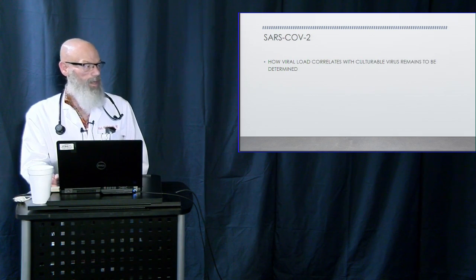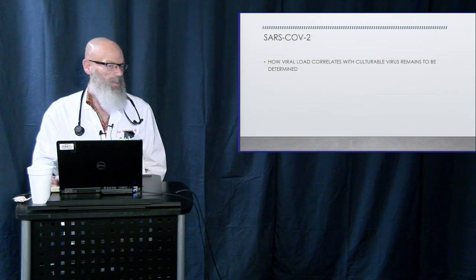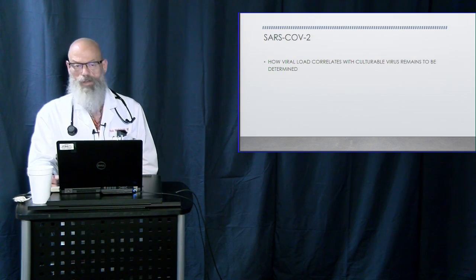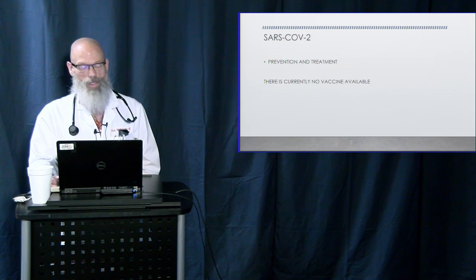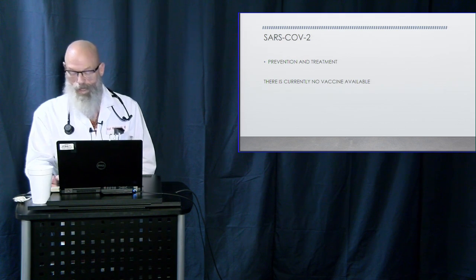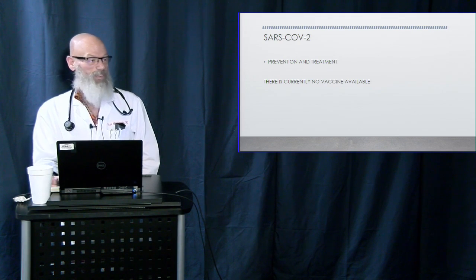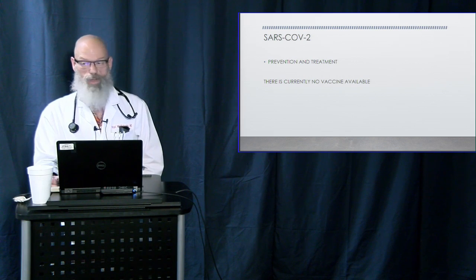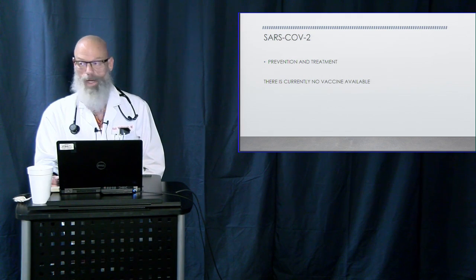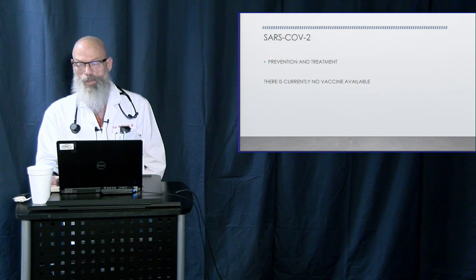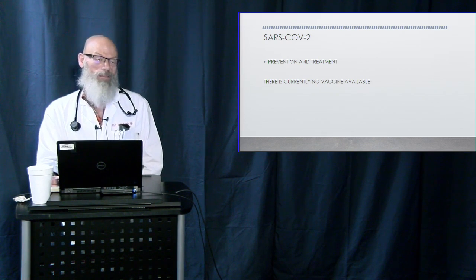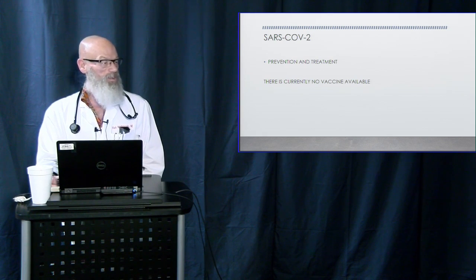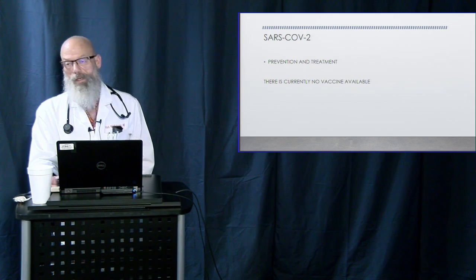Enough time has not really gone by yet to correlate viral loads with how much virus can be cultured. They are culturing virus now, but there just hasn't been enough time to collect all that data. So really we're left with the fact that prevention is key. We're going to talk about treatment in a minute, but we're going to talk about prevention first. There's no vaccine yet. Estimates have varied from a year to a year and a half as far as when a vaccine may be ready.